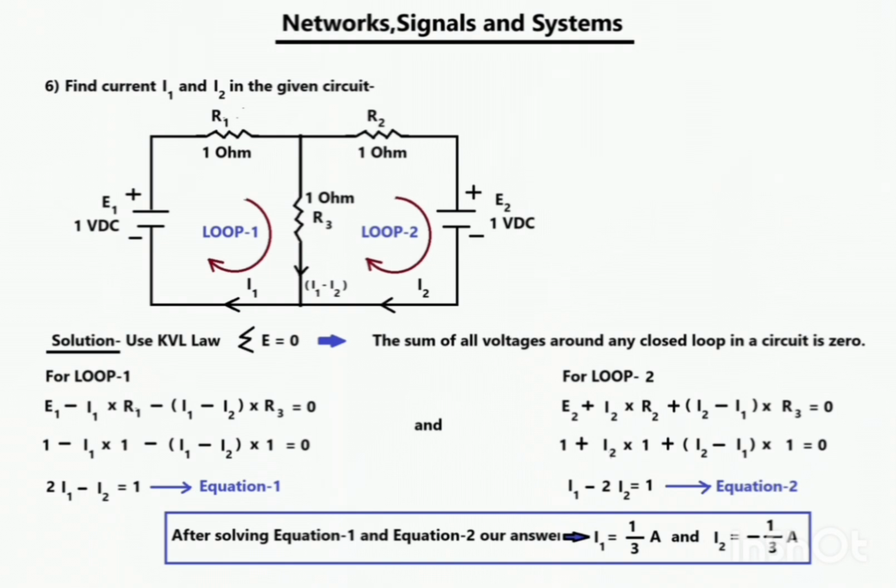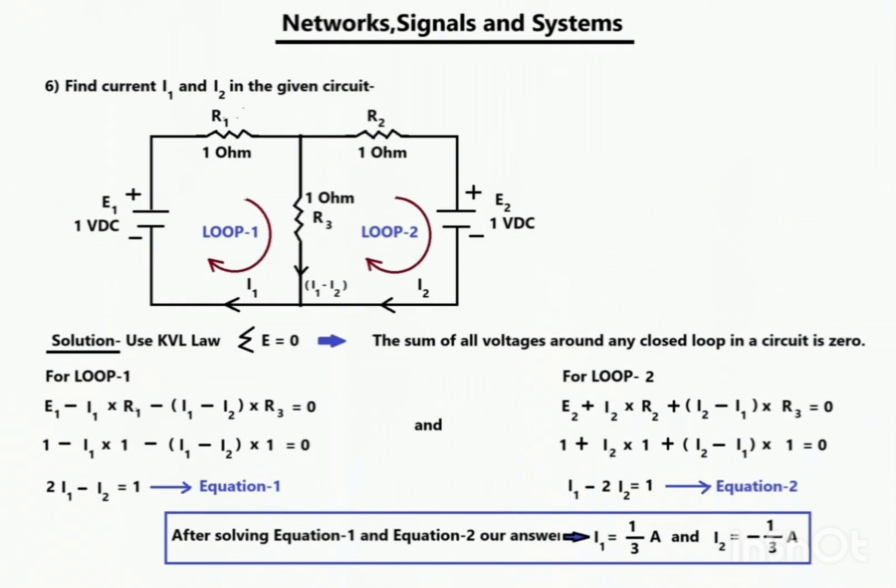For loop 1, E1 minus I1 R1 minus (I1 minus I2) multiplied by R3 equals 0. After solving this equation, 2I1 minus I2 equals 1. This is our equation 1.